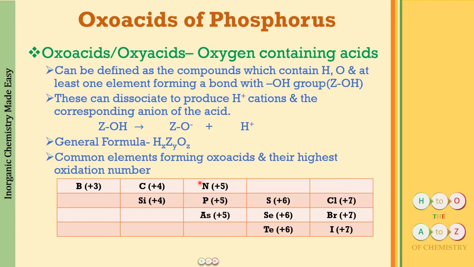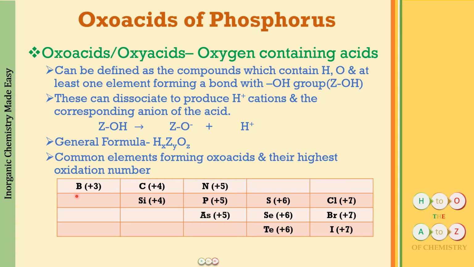And for naming these compounds and writing the structures of these compounds, you should have a knowledge, first of all, of the highest oxidation number. Alright, now the highest oxidation number is going to be which for these elements? It is going to be equal to the number of valence electrons for these elements.